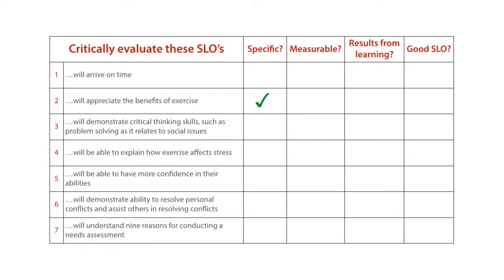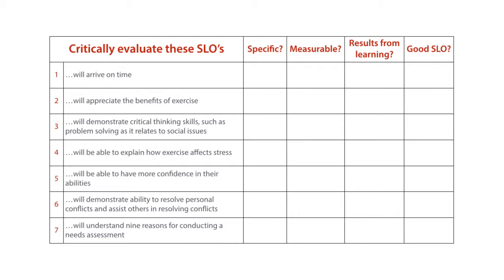The next one, students will appreciate the benefits of exercise, is also pretty specific. We know what our students want to achieve, but we run into a problem with that word appreciate. How do you measure appreciation? How can you tell whether somebody appreciates something or not? And it's really hard to do, so this particular SLO is not measurable, so we would probably not call this a really great SLO.